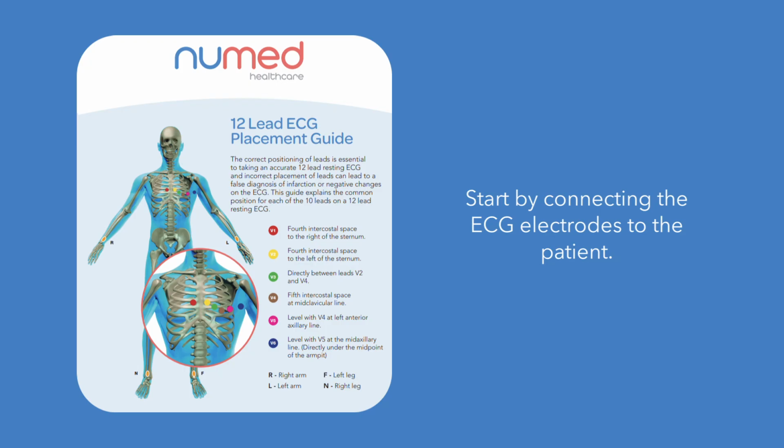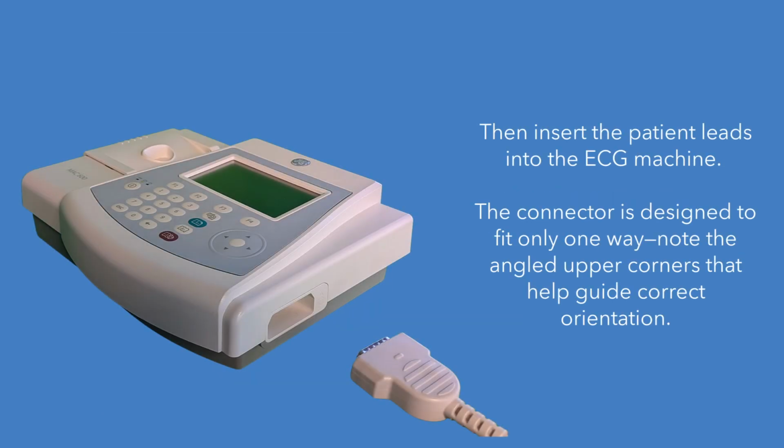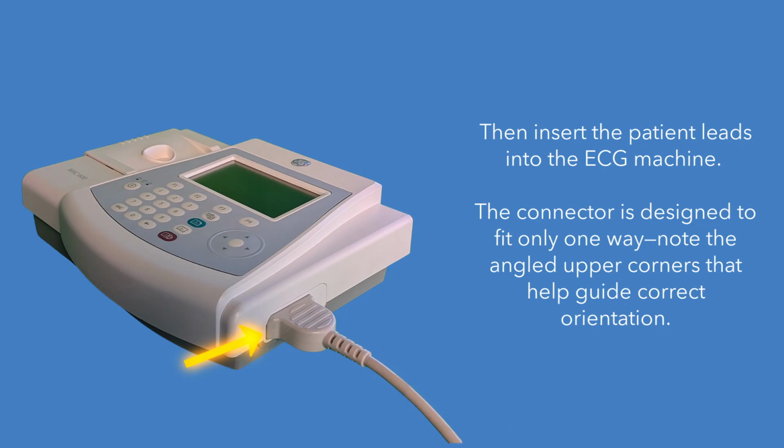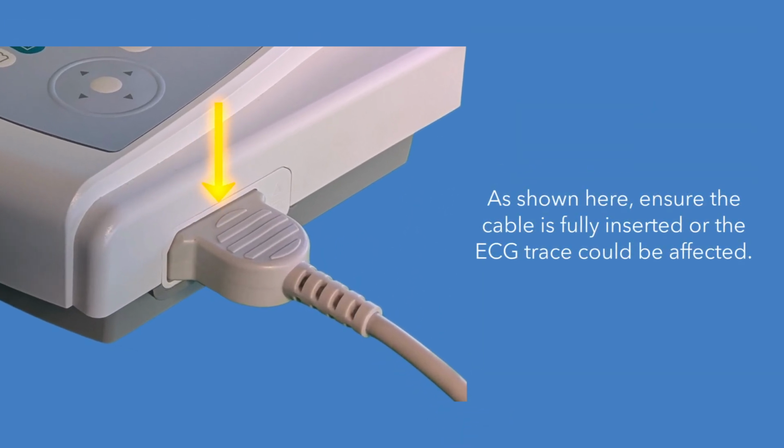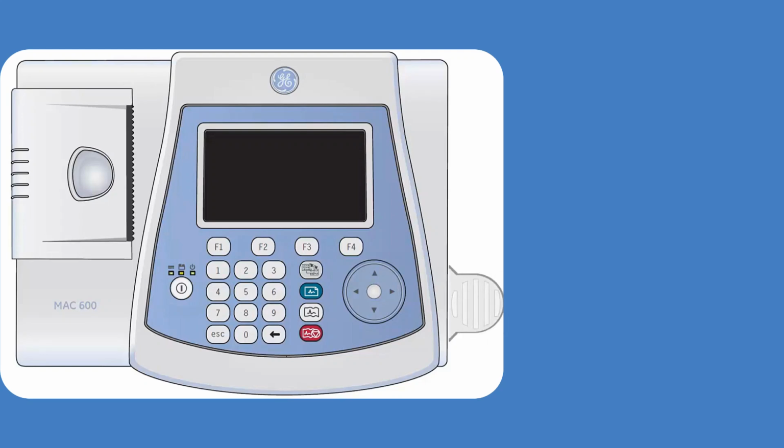Start by connecting the ECG electrodes to the patient. Then insert the patient leads into the ECG machine. The connector is designed to fit only one way. Note the angled upper corners that help guide correct orientation. As shown here, ensure the cable is fully inserted or the ECG trace could be affected. Power on the device with the button shown here.